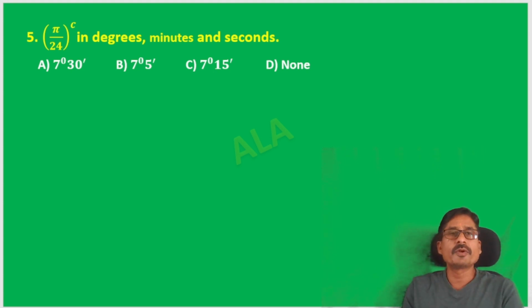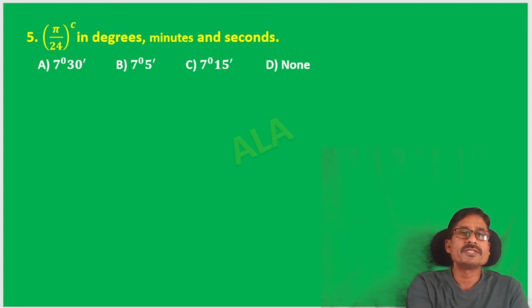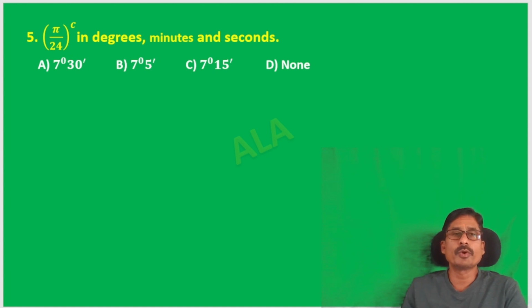Convert pi by 24 radians into degrees, minutes and seconds. How can you change that pi by 24 radians into degrees? First one is degrees, second one is minutes and seconds. You convert like that. So what is the method? We try to do it.